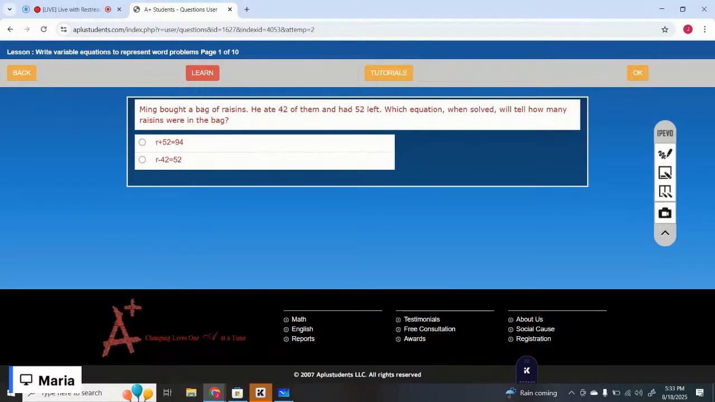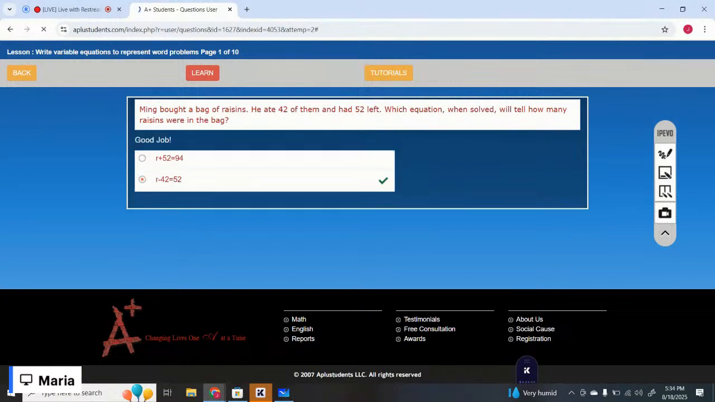Ming bought a bag of raisins. He ate 42 of them and had 52 left. Which equation, when solved, will tell how many raisins were in the bag? So, which is the correct option? That is r minus 42 equals 52, because he ate 42 and had 52 left.